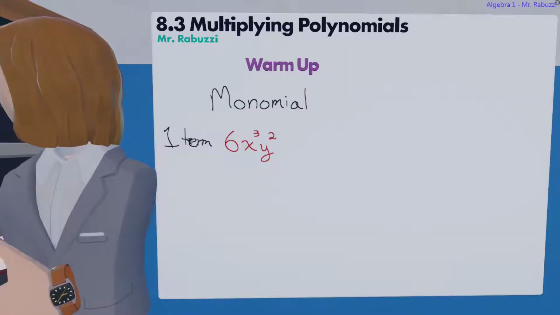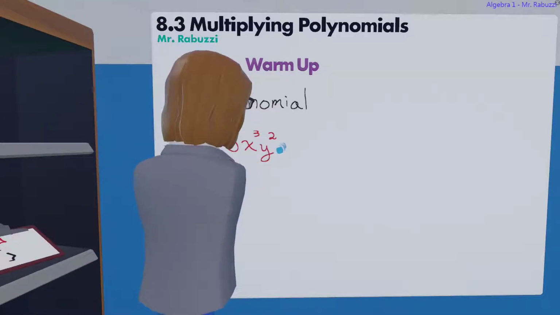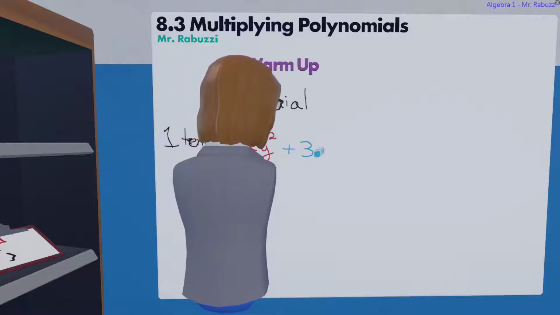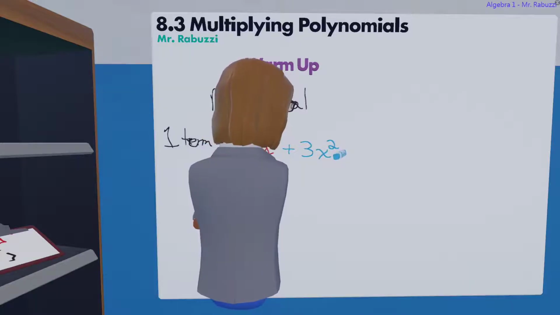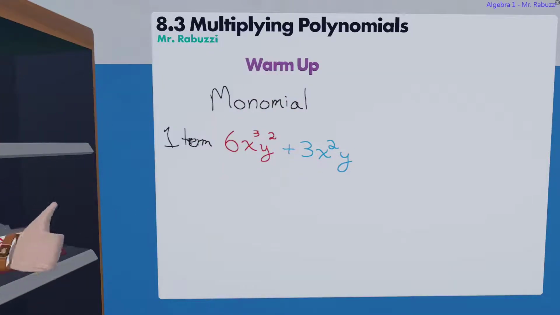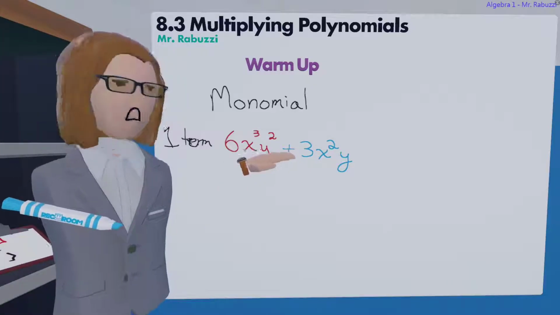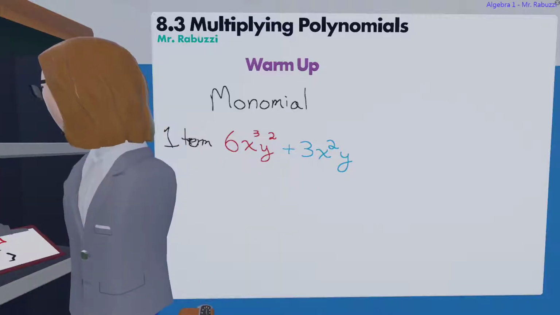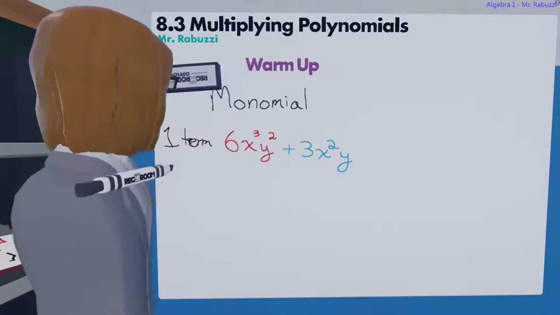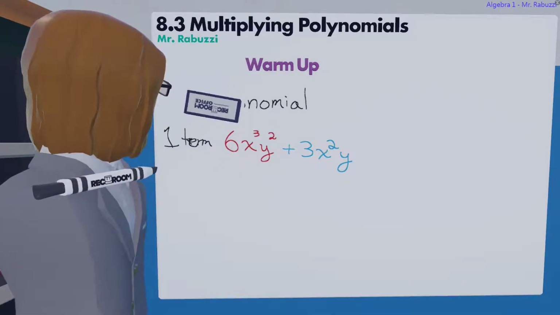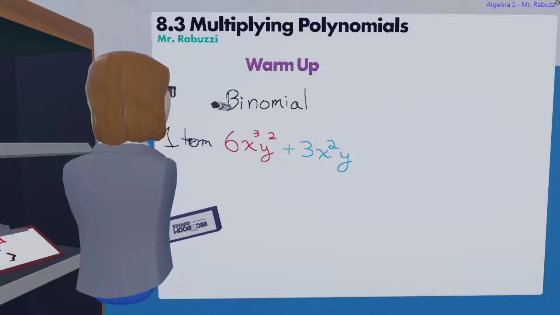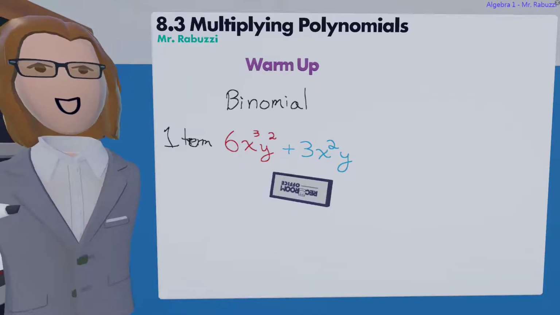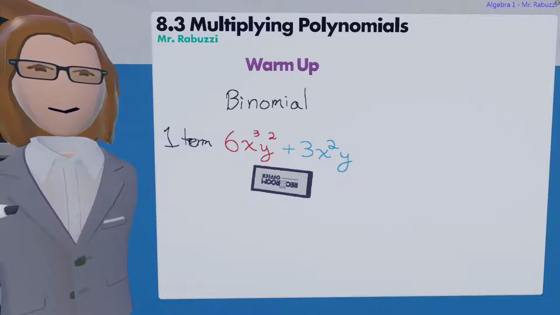Now I can make it into a polynomial. Let's do that. This is going to be, let's say, plus 3x squared y. Okay, so all I did was put an addition into it and another term. So now we have two terms. This would be called not a monomial. Now it is a type of polynomial. It is a binomial now. Bi means two. So now it has two terms, the red term and the blue term, and they are separated by a plus.